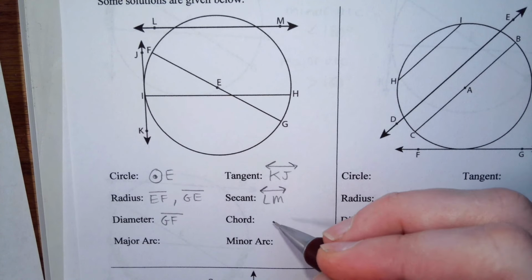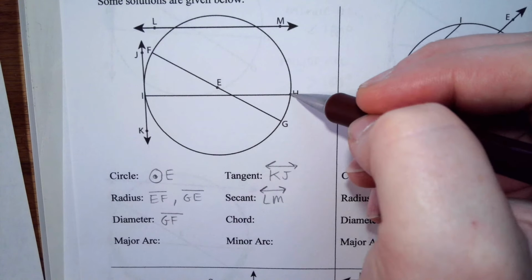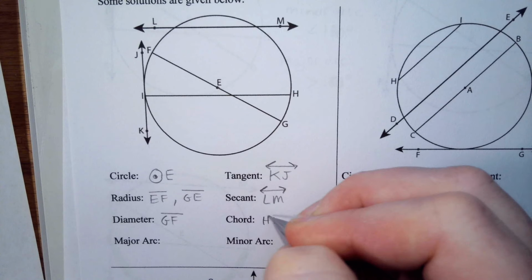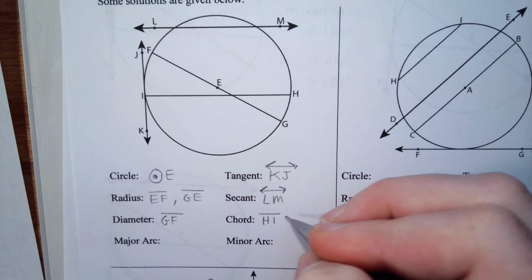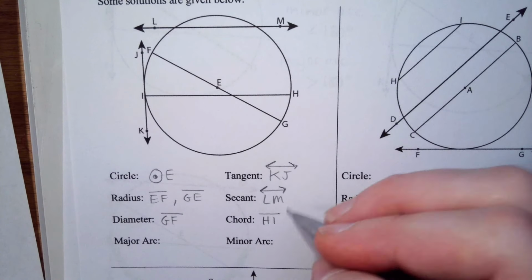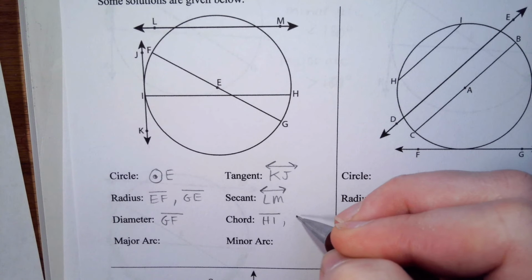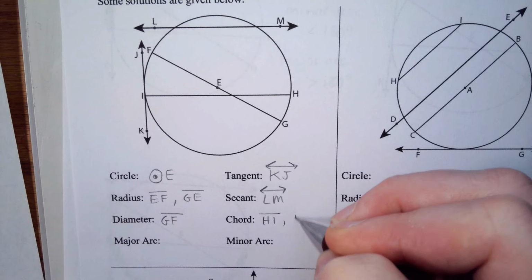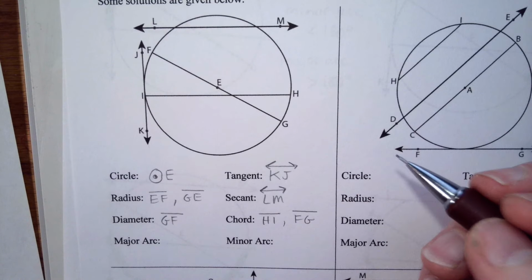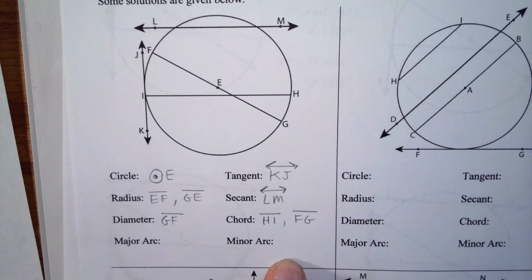Chord. Okay, chord is a segment with its endpoints on the circle. So we have chord HI. Okay, and we only use the segment symbol, the bar. And then we have the diameter, which is a special chord that goes through the center. So we have FG.